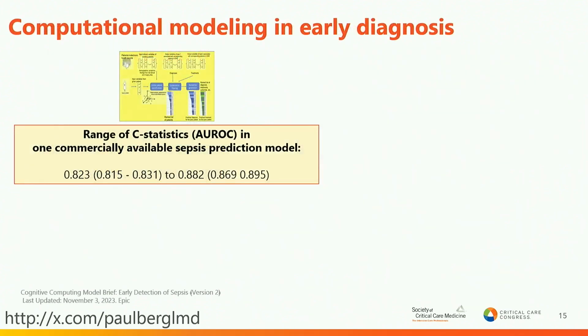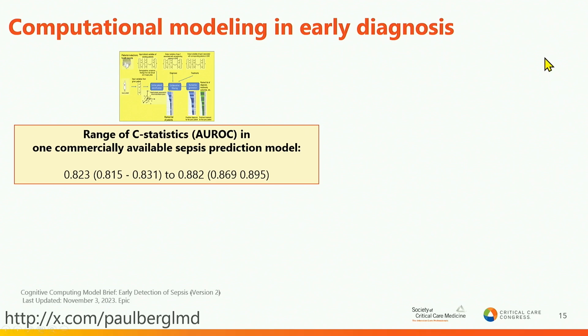Again, there are whole talks on this in this conference, a whole half-day seminar on Saturday that I didn't get to attend, but thinking about computational modeling and early diagnosis, I'll just say that these are very good, but I still don't think they replace the excellent diagnostician. So if you look at the range of C statistics in one commercially available sepsis prediction model, which many of you may have in your hospital, I won't name the company, these C statistics are great to exceptional, 0.823 to 0.882. If you don't remember, a C statistic of 1 is a perfect diagnostic test. A C statistic of 0.5 is a coin flip. So these are really good models.